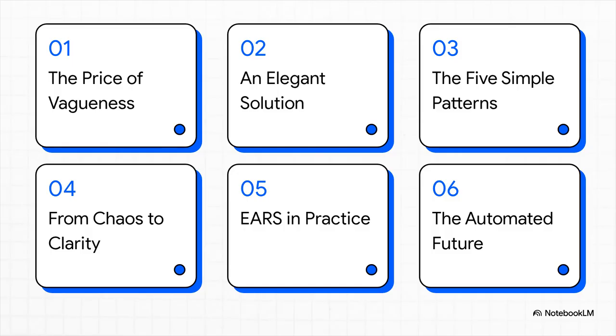All right, so here's what we're going to cover. We'll start with why vagueness is so dangerous. Then we'll get into the solution itself. We'll break down the 5 simple patterns, see how it turns chaos into clarity, talk about putting it into practice, and finally take a look at where this is all headed with automation.